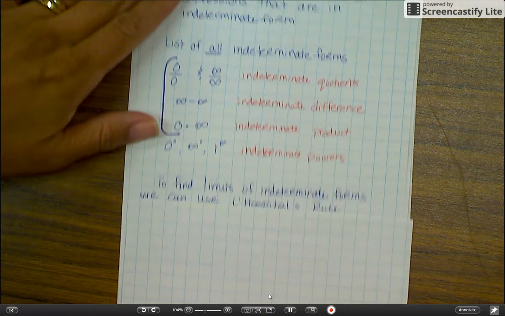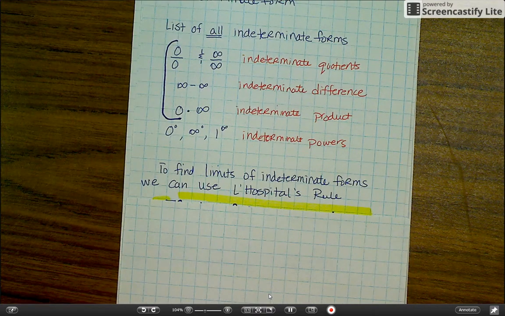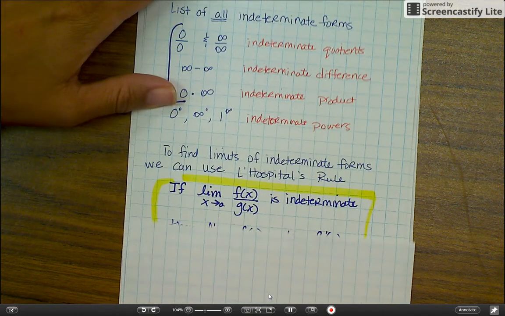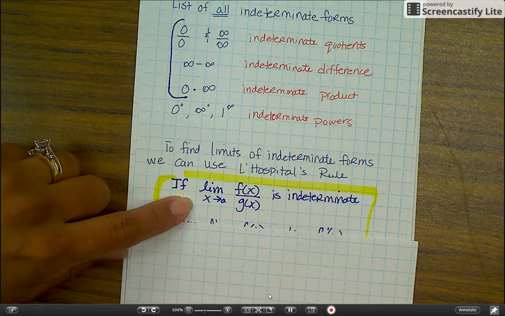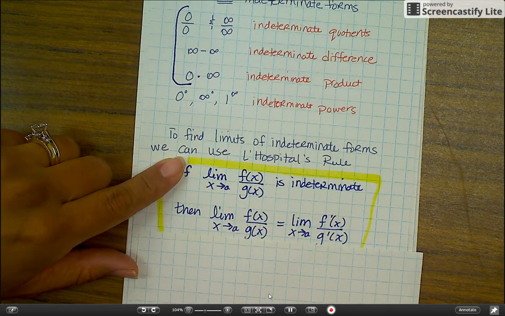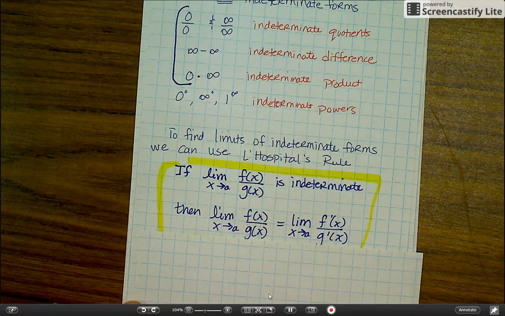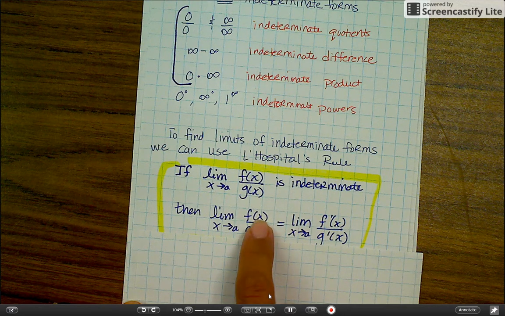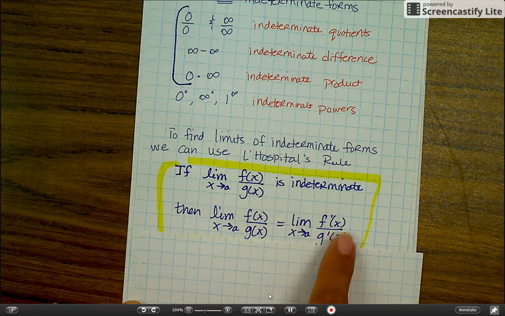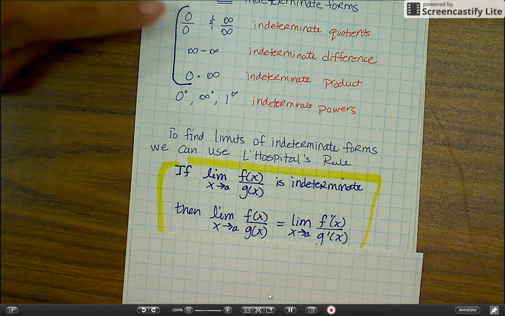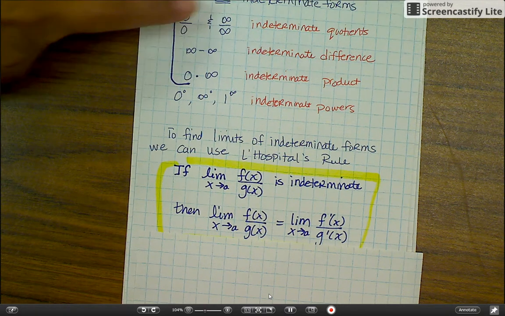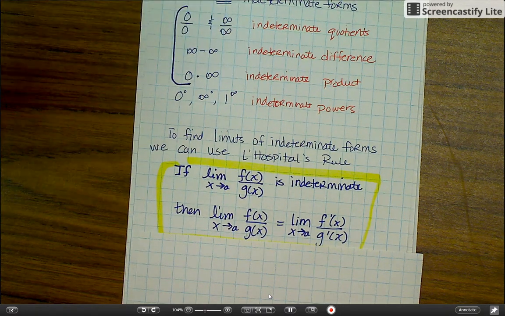So here is L'Hopital's rule, okay? If you have an indeterminate form, L'Hopital's rule says this. If you have a limit and it's indeterminate, then what you can do is take that limit and take the derivative of the numerator divided by the derivative of the denominator. Okay, so what that means is you have to have a fraction. So the ones that we learned about before, 0 over 0, infinity over infinity, generally had fractions.